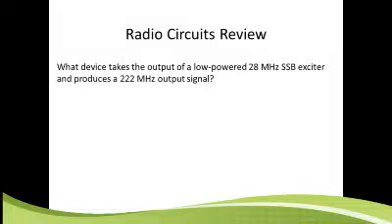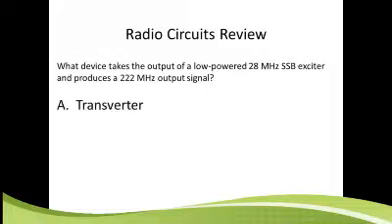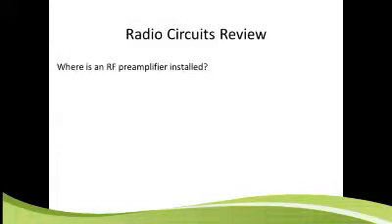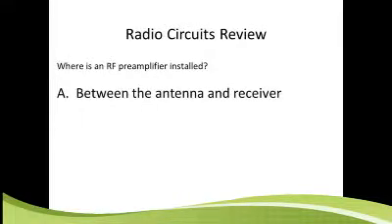What device will take the output of a low-powered 28 megahertz single sideband exciter and produce a 222 megahertz output signal? Transverter, that's right. Where is an RF preamplifier installed? RF is radio frequency, between the antenna and the receiver. Many times they're built into the receiver. In some cases, you can buy an external preamplifier that goes between the antenna and the receiver to amplify the signal.